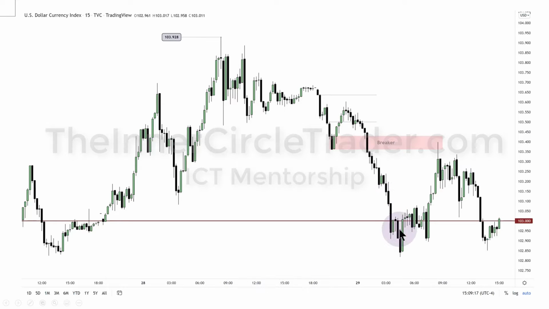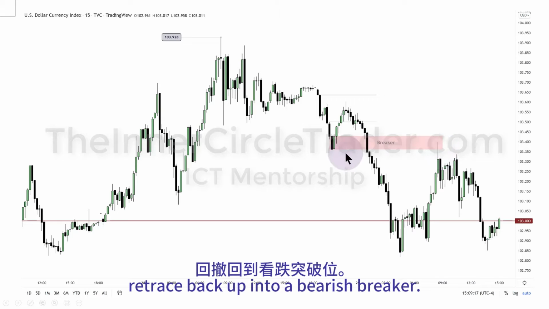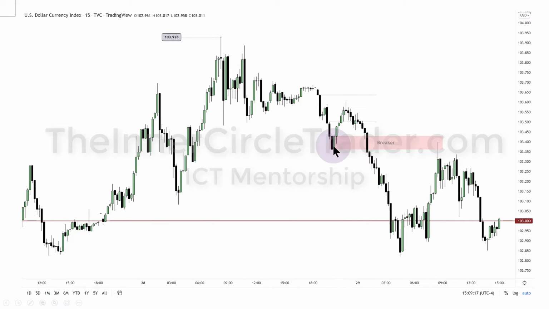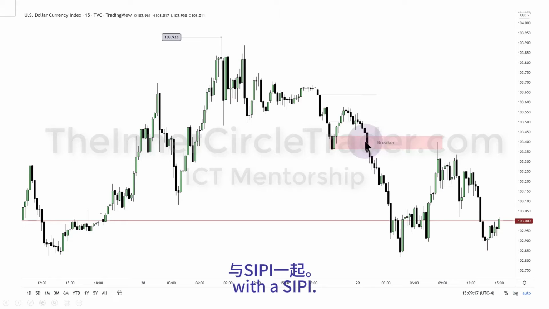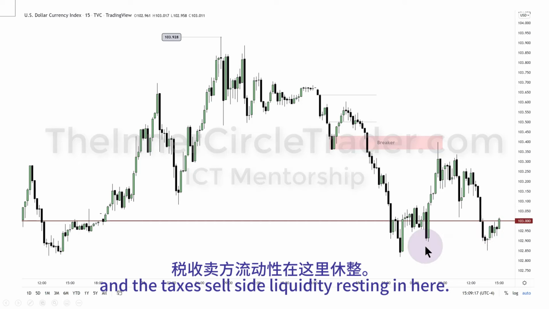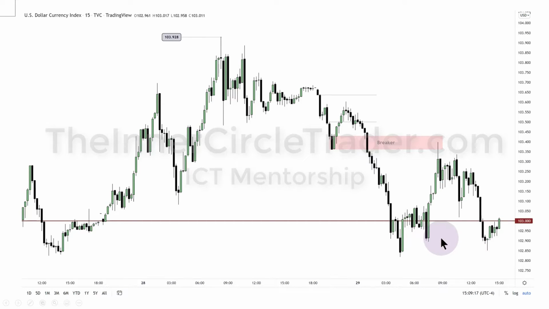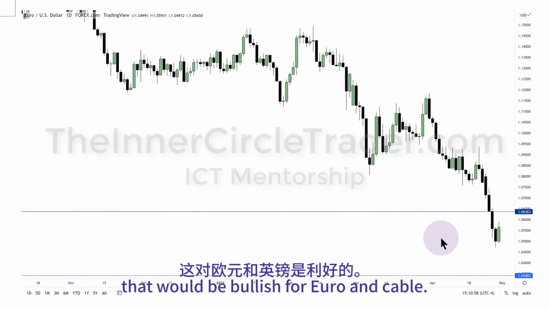So we break down, hit that liquidity there, retrace back up into a bearish breaker. How's this a bearish breaker? High, low, down close candle, higher high than this one. So that's a bearish breaker with a SIBI. Hits it, consolidates, trades lower, and attacks the sell side liquidity resting right in here. That would obviously set up scenarios that would be bullish for euro and cable.